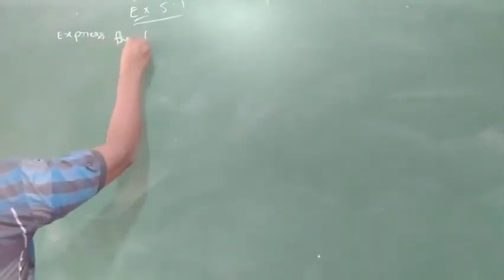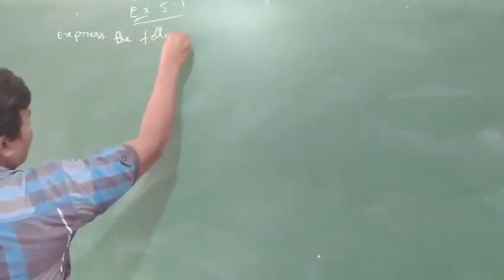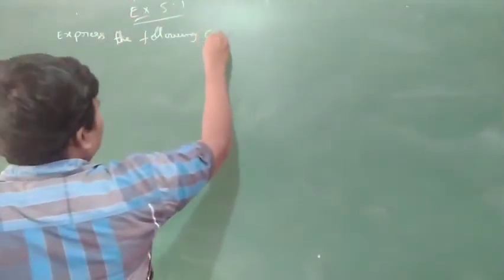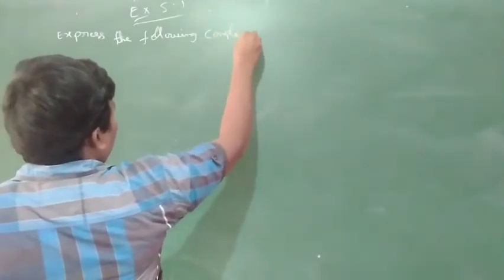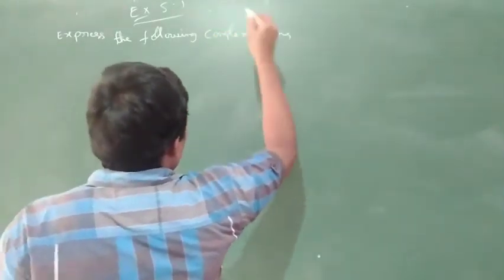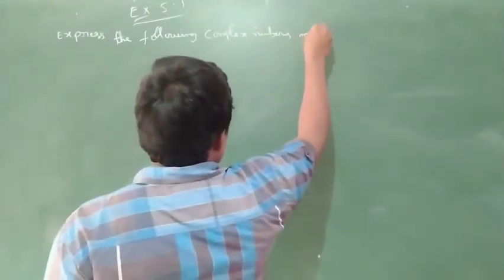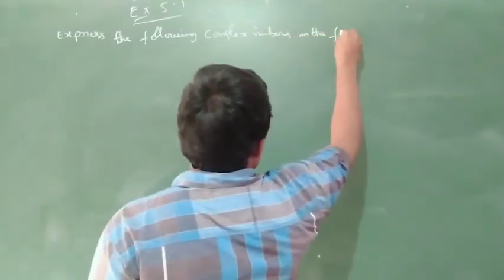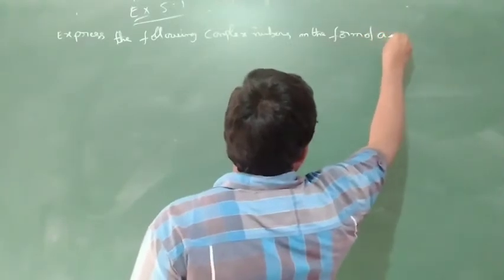Exercise 5.1. Express the following complex numbers in the form a plus ib.